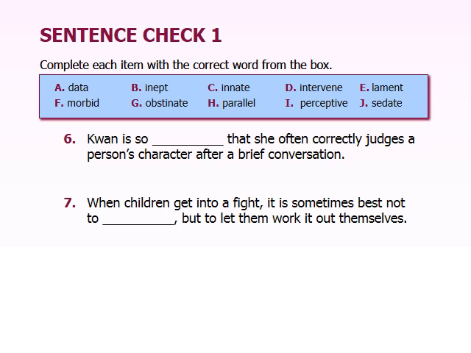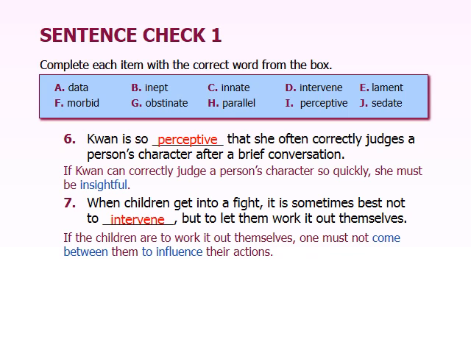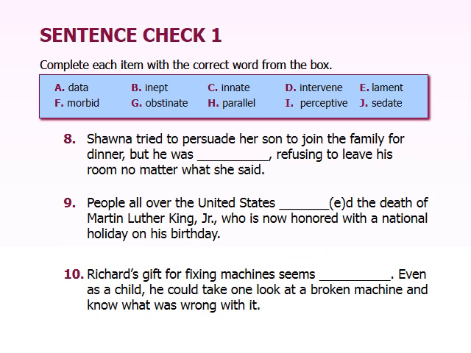When children get into a fight, it's sometimes best not to blank, but to let them work it out for themselves. So here we have people fighting, so we're saying it's best not to get involved, but let them work it out. So what word does that mean, to get involved? So the first one's perceptive, right? She can judge a person's character so quickly without additional information, right? Not just a brief conversation. And in the second one, it's better not to intervene, to get in the way.